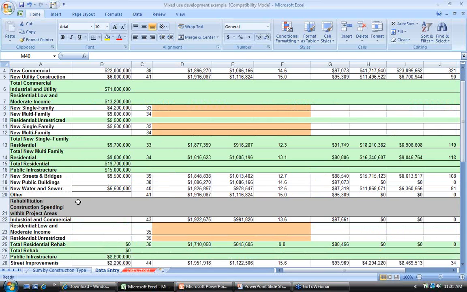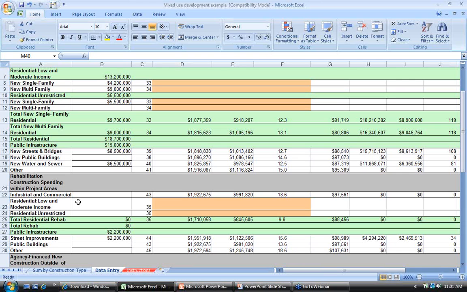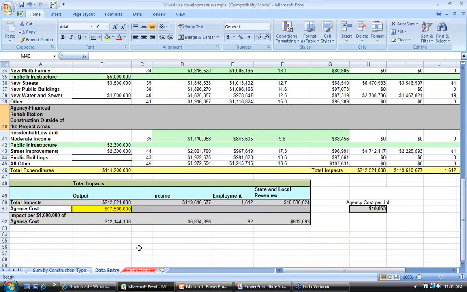Go down here, total impacts 212 million in output, 120 million in income, 1,600 jobs, and 10.5 million in state and local revenues. Again, impact per $1 million of agency spending is a little over 12 million for output, 6.8 million for income, 92 jobs, 602,000 in state and local revenues. And in this case, the agency cost per job is 10,800.